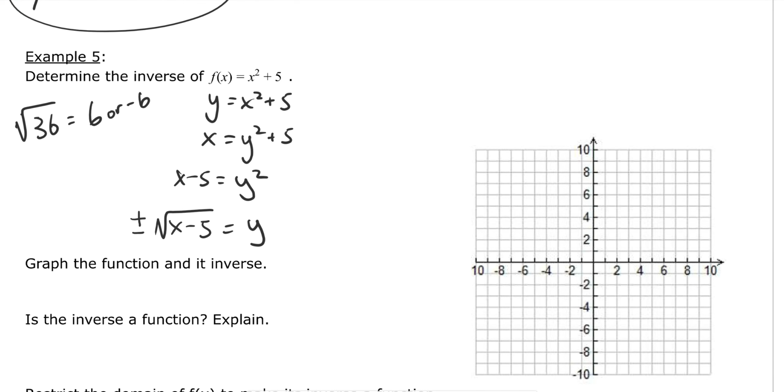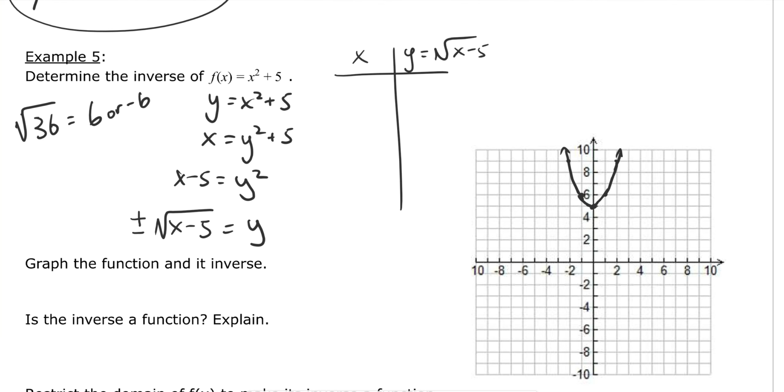Okay, so we're going to graph the function and its inverse. So x squared plus 5 is pretty simple. It's a parabola with a y-intercept of 5, and it will go up like this. However, the inverse is a little bit different. To graph this inverse, I might need to do a little table of values. So x and y equals the square root of x minus 5.